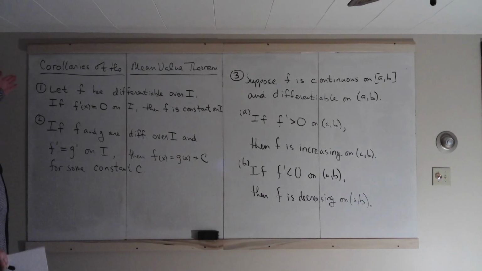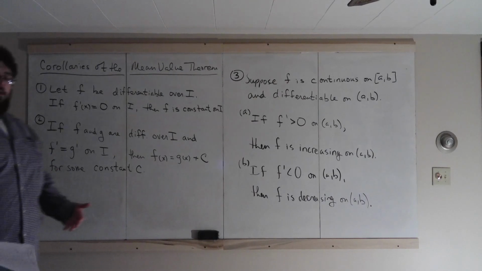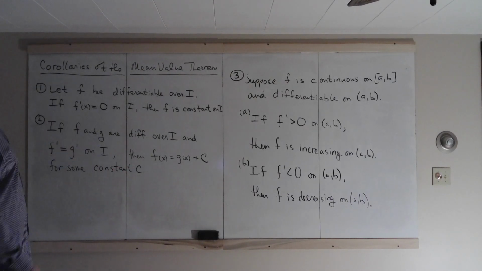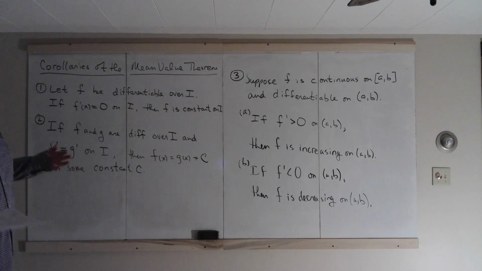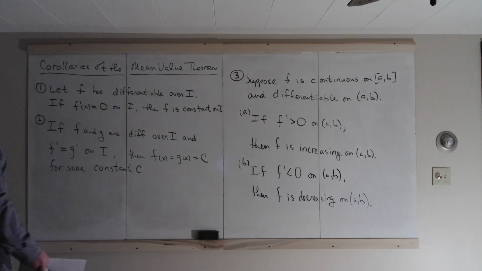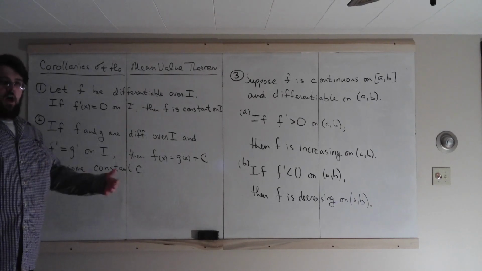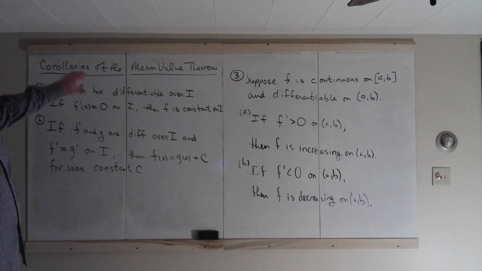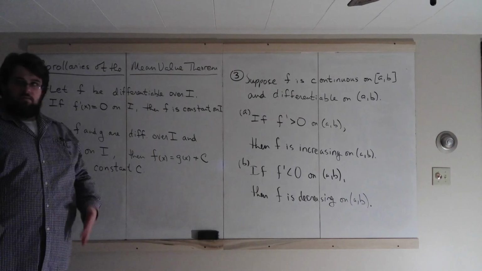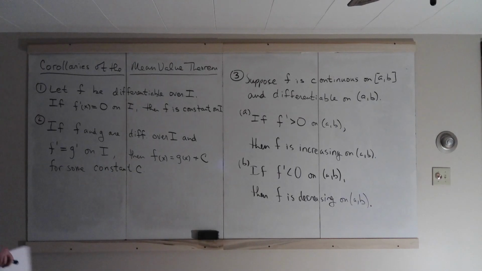Now in math, a corollary is a small consequence of a larger theorem. So the mean value theorem is a pretty large theorem. And here we have three kind of immediate consequences of the mean value theorem, and immediate consequences we call corollaries. So first, remember, the mean value theorem tells you about derivatives on intervals, and it tells you how the derivative behaves on intervals. So first, let f be differentiable over I.